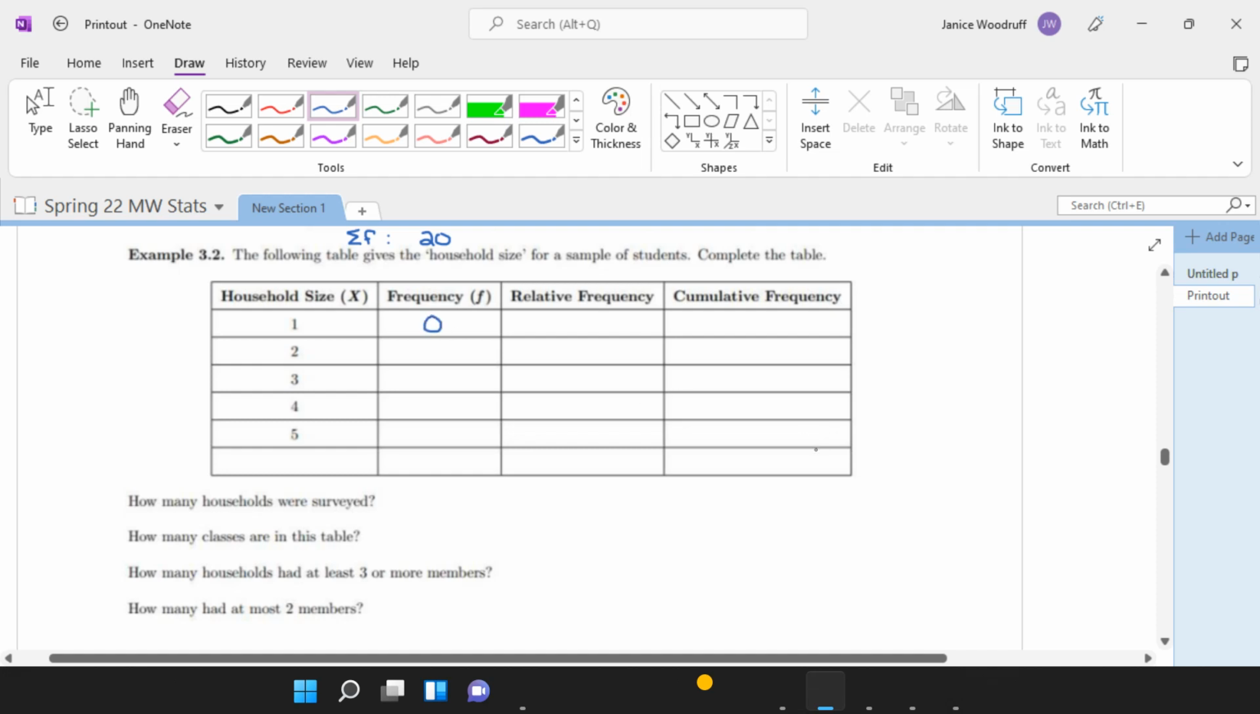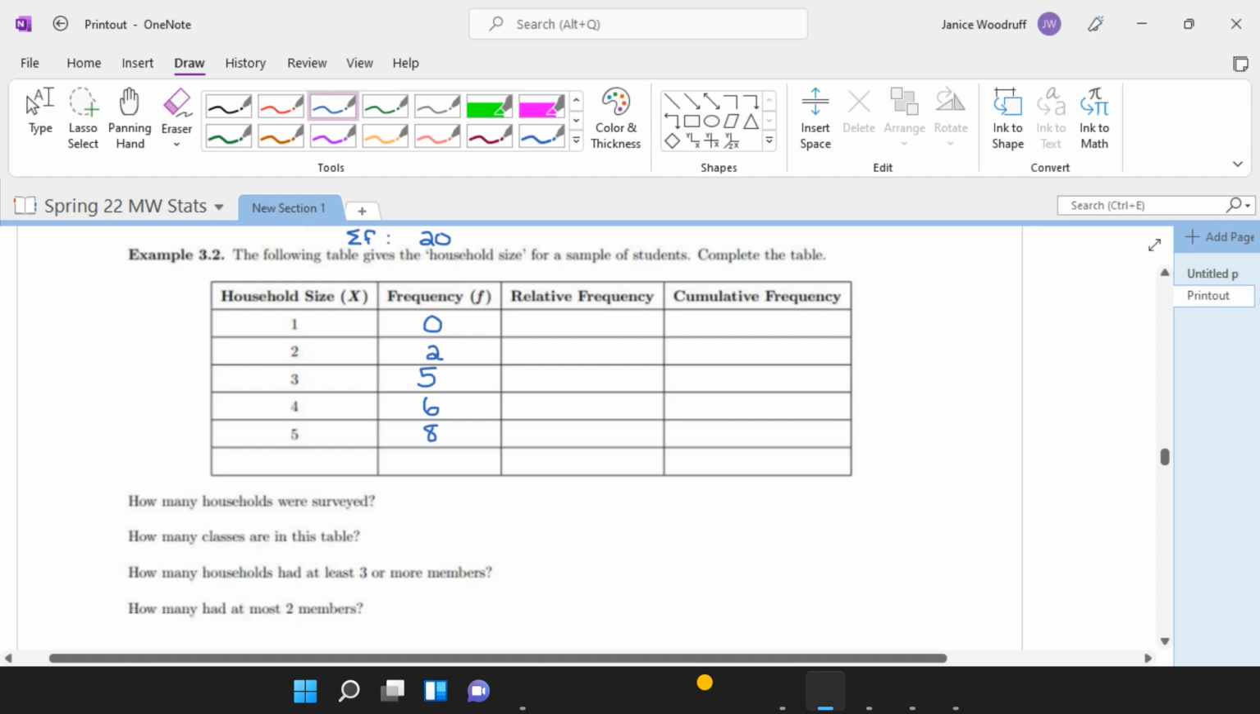What about 2? Household size of 2. 1, 2. All right, so I have 2 people. What about a household size of 3? 4, 5. Household size of 4? 1, 2, 3, 4, 5, 6. And then we're just going to go 5 or more. 5 or more. 2, 4, 5, 6, 7, 8. Okay, so we have our frequencies for our sample, our class.